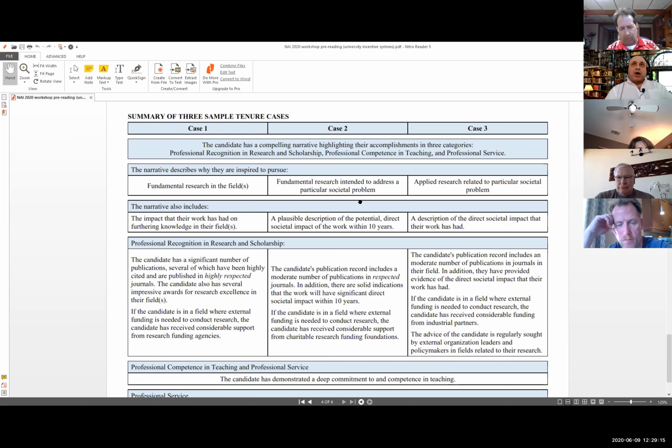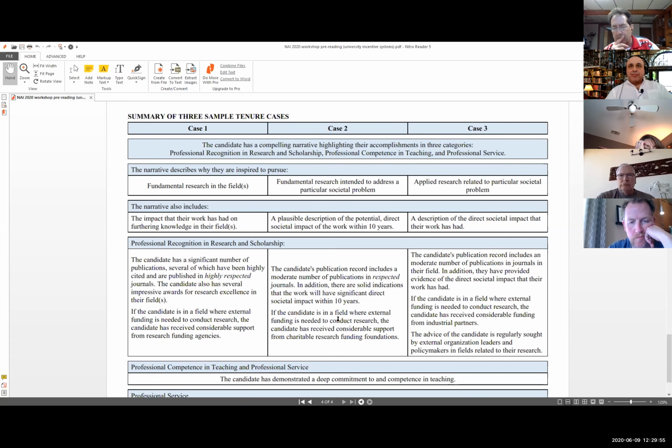The more HIBAR style case is this case number 2 in the middle, where they're doing fundamental research as opposed to applied research, but it's intended to address a particular societal problem as an orienting focus for it. They've given a plausible description of the potential direct societal impact in the next 10 years, though. So they haven't had that impact on society yet. It's off in the future. Their publication record includes a moderate number of publications in somewhat respected journals, but not as much as perhaps case number 1, because they've been spending their time balanced slightly differently. And then if it's a field where funding is needed, typically the candidates receive considerable support from charitable research funding foundations in particular.